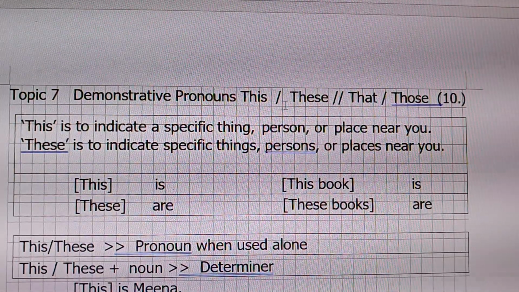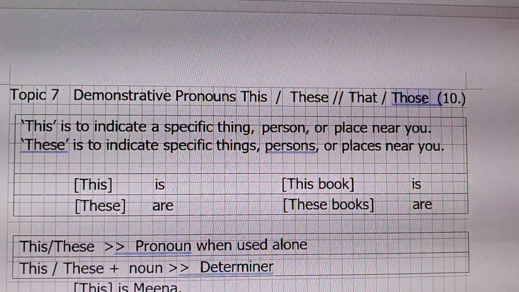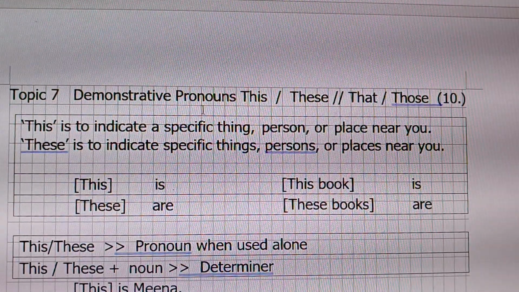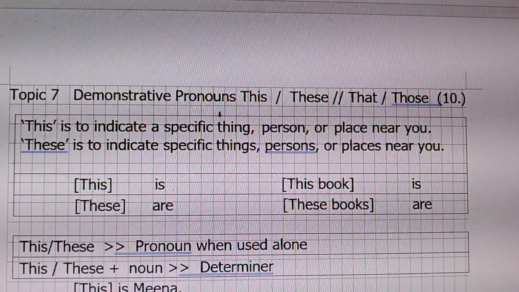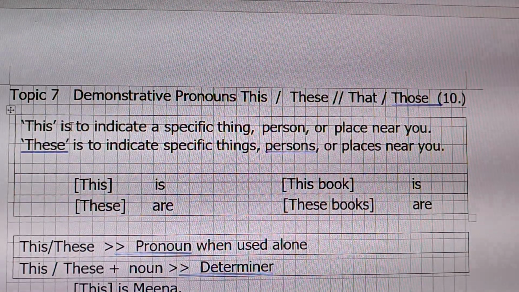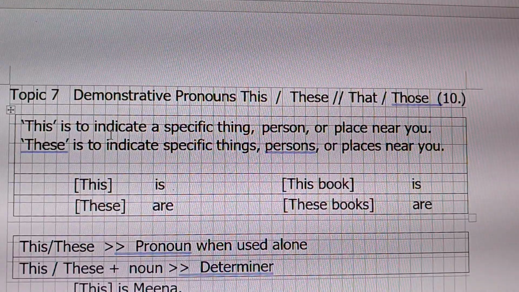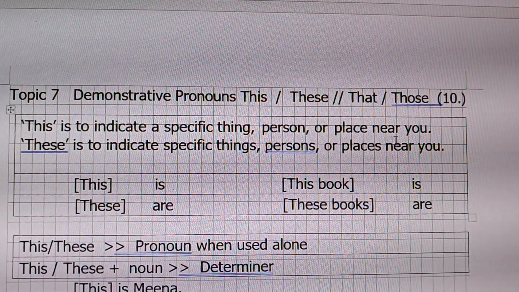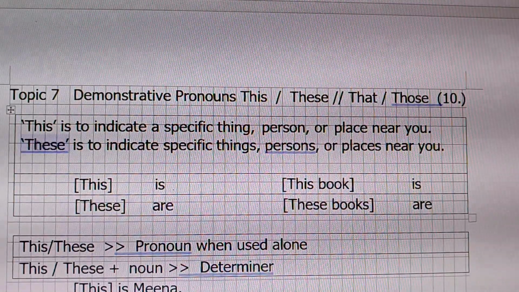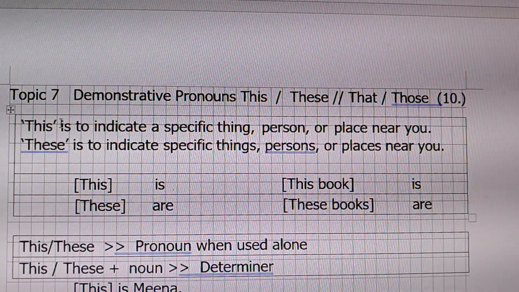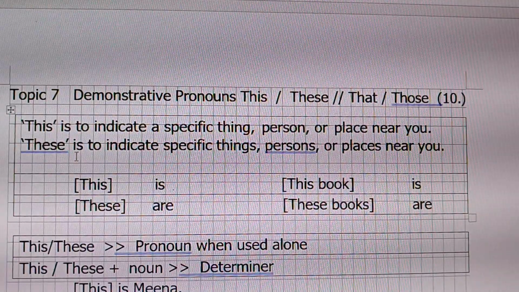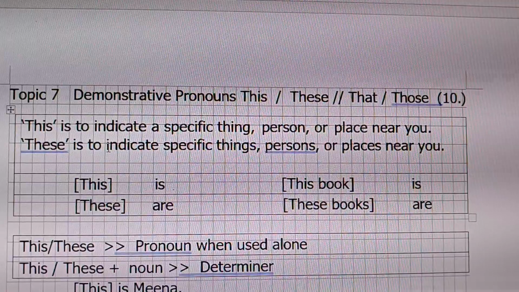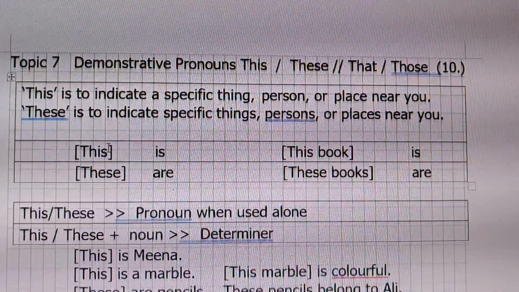Demonstrative pronouns: this, these, that, those. They can be determiners too when placed before a noun. This indicates a specific thing, person, or place near you. This is singular. These is plural, to indicate specific things, persons, or places near you.